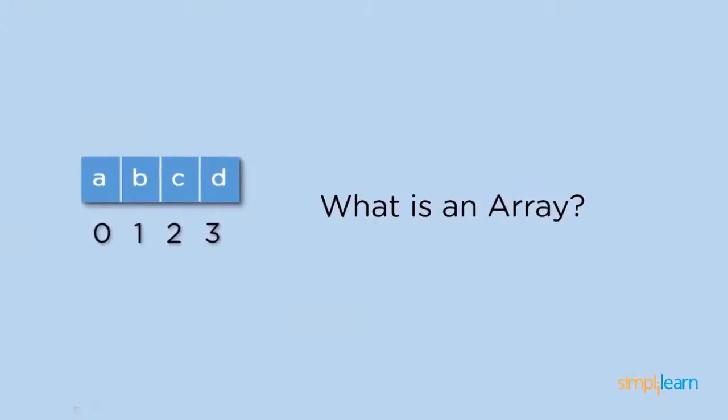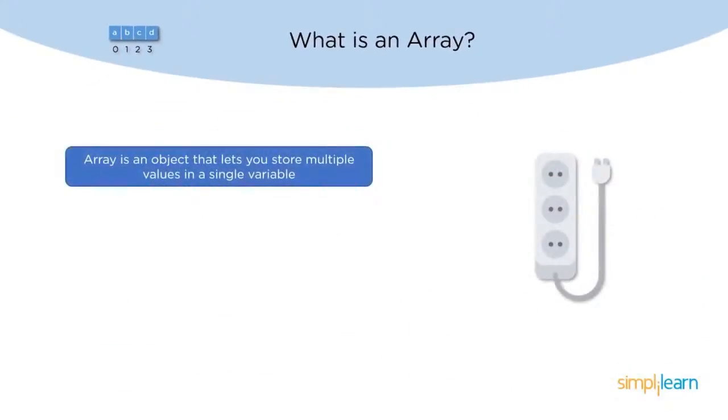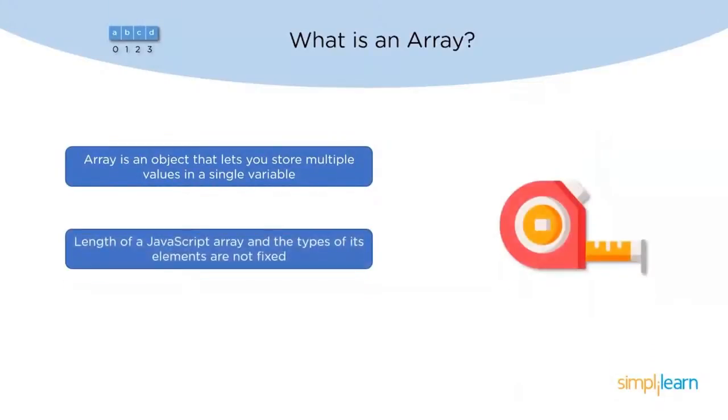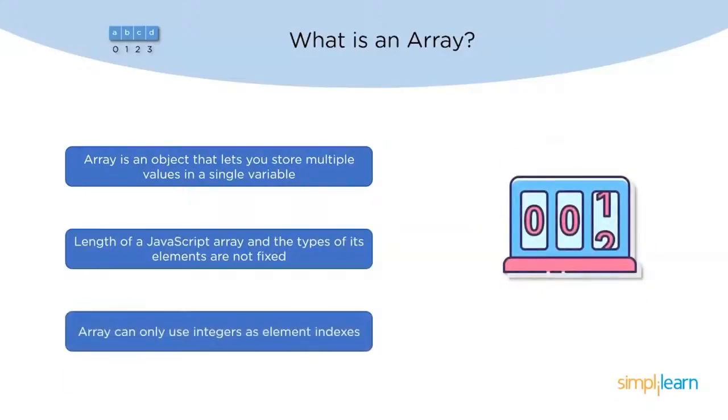So what exactly is an array? Now, an array object lets you store multiple values in a single variable. It stores a fixed size sequential collection of elements of the same type. Now, an array is used to store a collection of data, and it uses only integers as element indices. However, associative arrays can also use string indices.